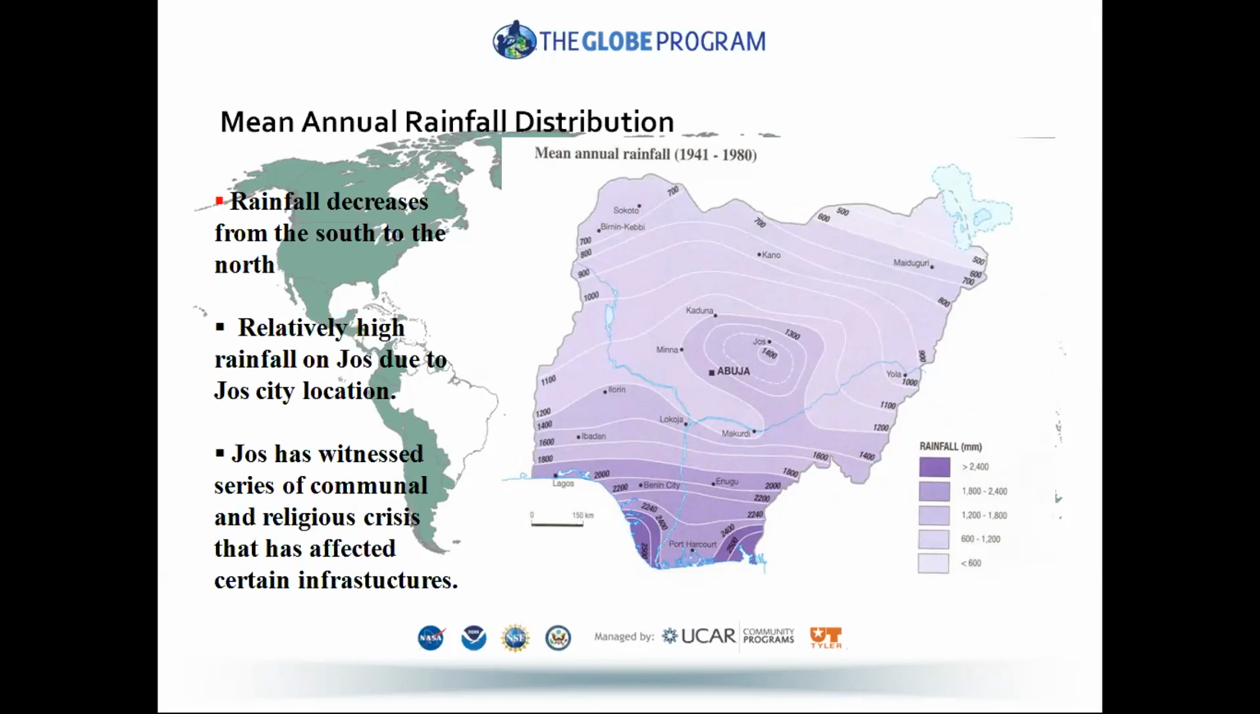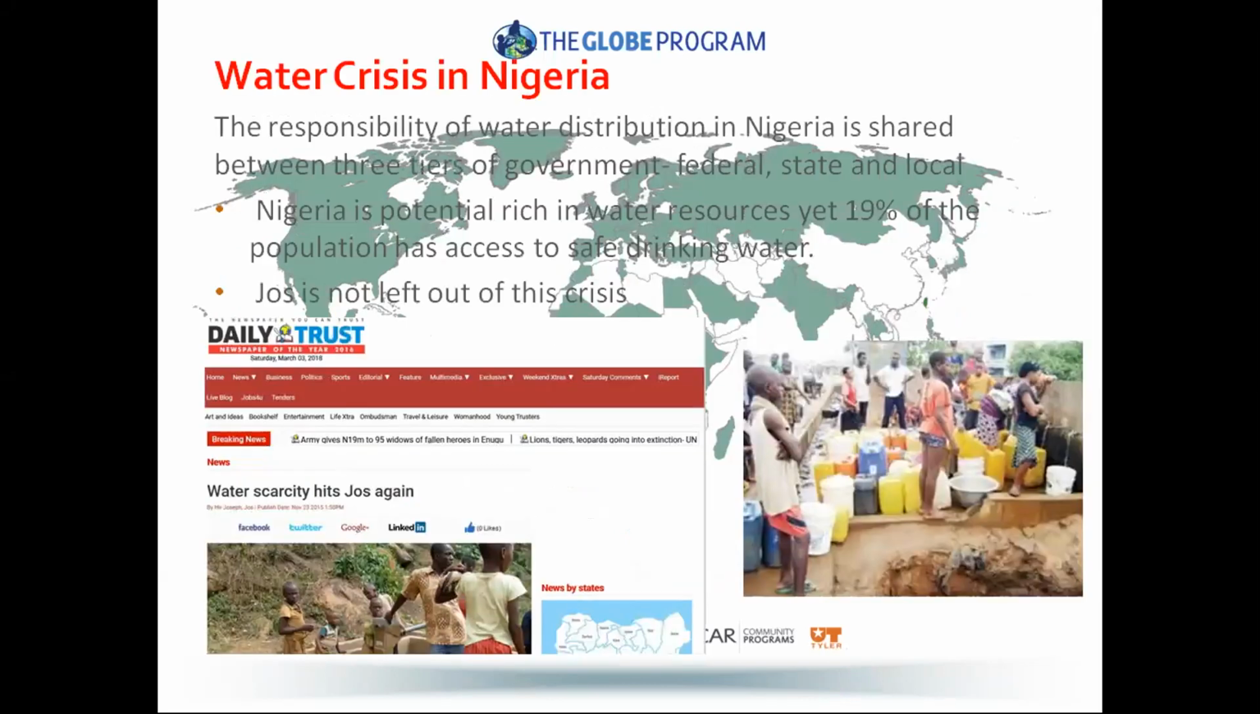And let me quickly talk about the water crisis in Nigeria. Nigeria is abundantly blessed with water resources. And I think I need to add at this junction that virtually all the 36 states in Nigeria are named after a river. And that tells us that Nigeria is potentially rich in water resources. But unfortunately, only 19% of the population has access to safe drinking water. Jos is not left out of this crisis. And as you can see from the slide, there is a daily report.